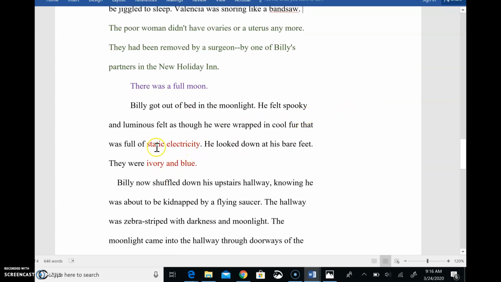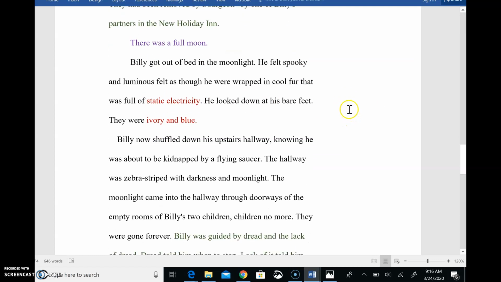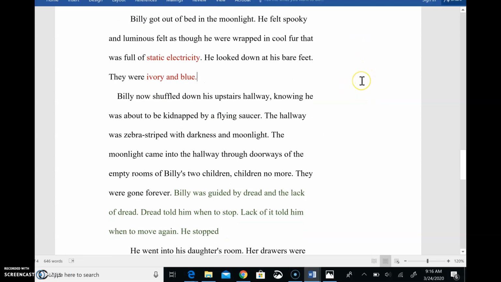You may not remember, but static electricity, this is something Billy started to see, what was it called? I don't know, a special sort of light that sailors used to see. It looked like static electricity. More frequently used, though, is blue and ivory, which describe the dead hobo, Billy's hands, dead things. All right, here they're describing his feet because it's nighttime.